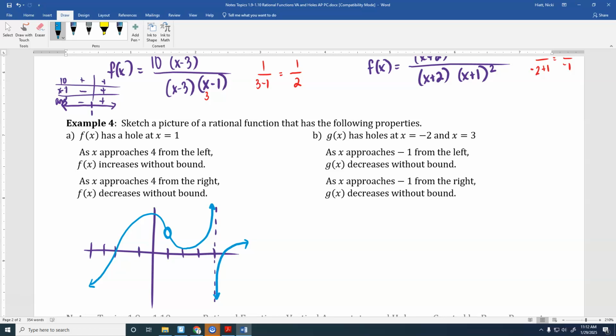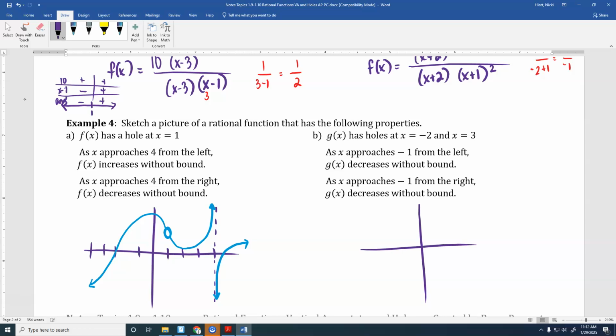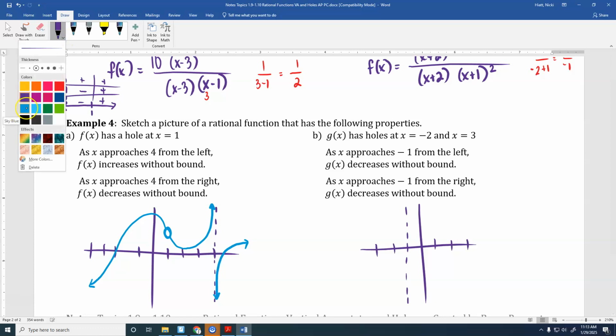For B, we're going to have holes at -2 and 3, and then we've got an asymptote at -1. So if we graph our axis here, we got 1, 2, 3, 1, 2, 3, and our vertical asymptote is at -1. So I would draw in the asymptote part first.